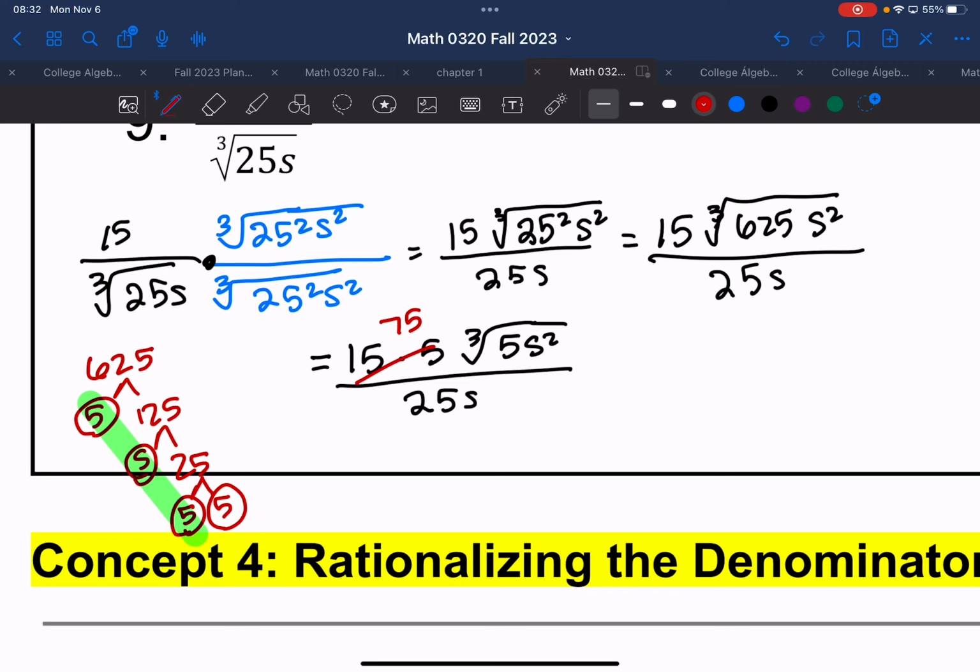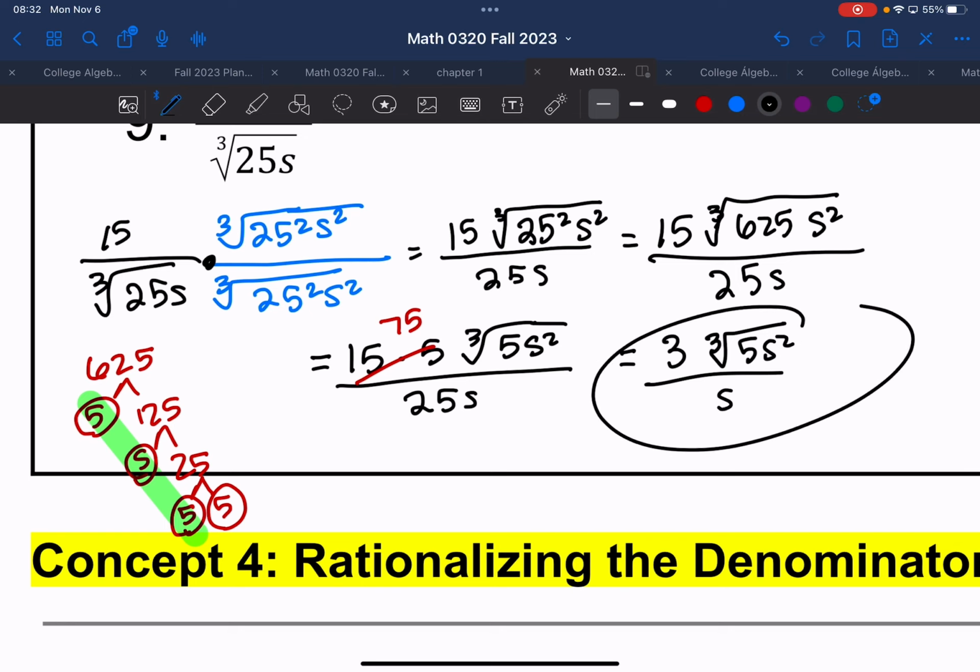And can we simplify 75 divided by 25? Yes. And what does that simplify to? 3, 3 over 1. So that means the only thing we have left on the bottom is what? 1 what? x. So we have 3 cube roots of 5x squared over x. That's our answer.